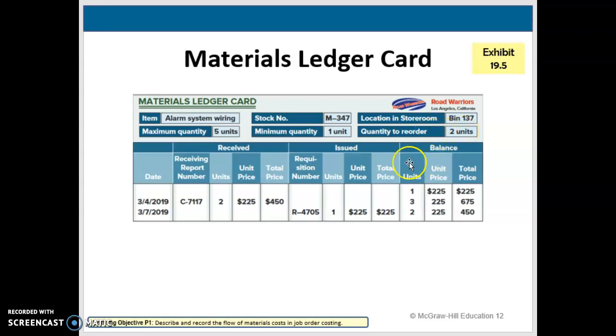And then we can see that we had 1 on hand. On 3-4, we bought 2, so now we have 3 units. We used 1 of them on 3-7, and that left us with 2 units at the end. So this is done for each material that we're going to be using in our job process.